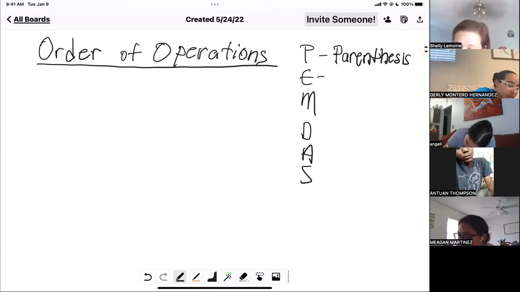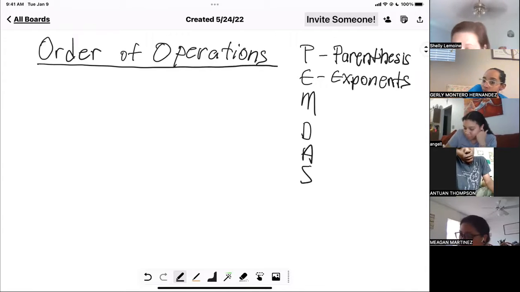After the parentheses, you have to concentrate on the exponents. Do you have an exponent? Is there more than one exponent? That's where you need to concentrate. So first you simplify with parentheses, and then you simplify with exponents.